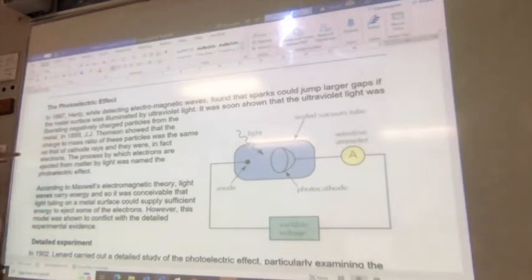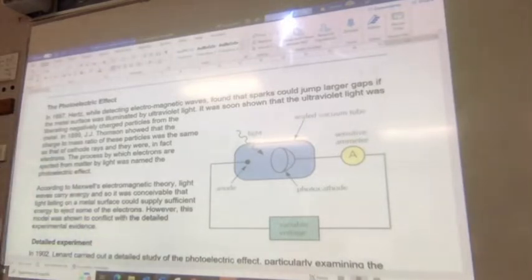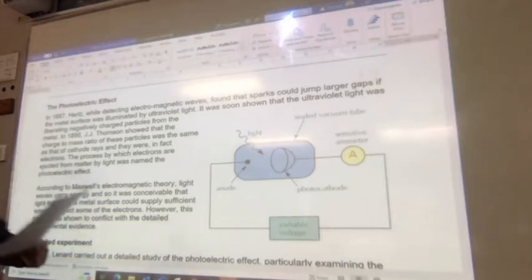Thomson showed that the charge to mass ratio of these particles was the same as that of cathode rays. Now, do we know what cathode rays are? Yes, it's basically electron beams, beams of electrons. So Thomson figures out these are electrons that are actually jumping off the metal, which is awesome.